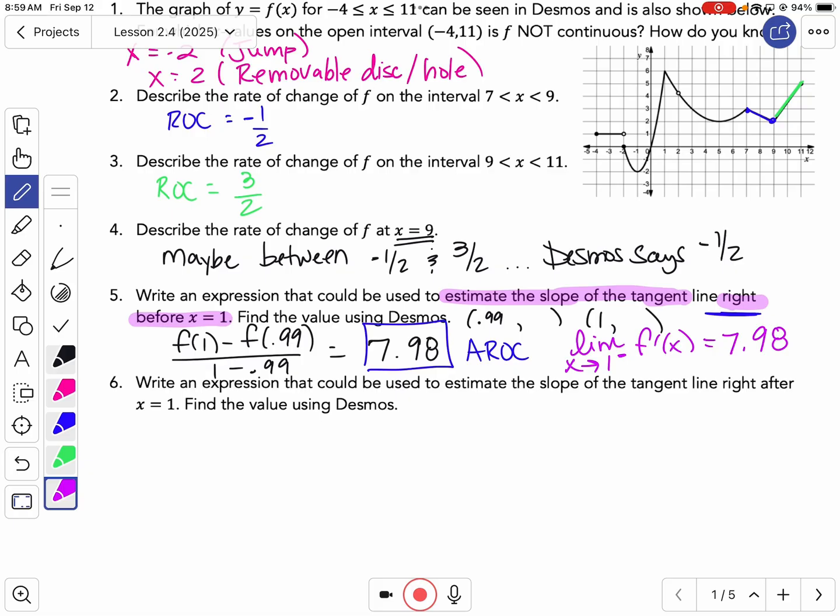Now it says, hey, let's do it again, but this time come in right after. Okay, so we're going to come from the right this time. So my ordered pairs that I might use are 1 and 1.01 for my x values. Okay, so again, using our Desmos to get our actual numerical values.